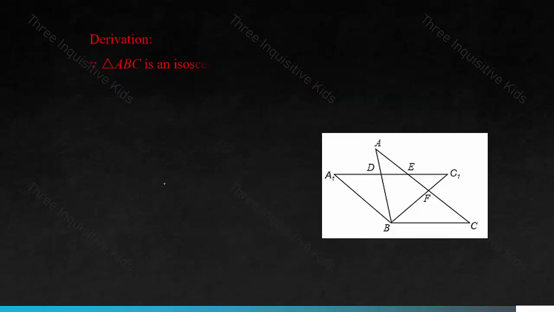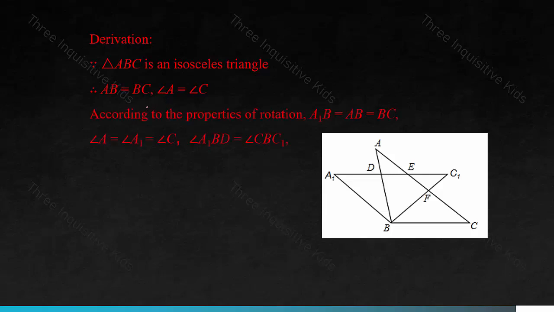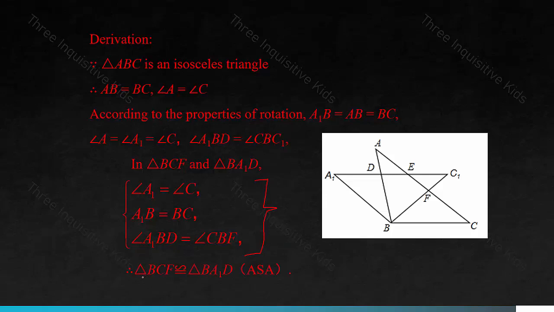Here's another derivation process. Because triangle ABC is an isosceles triangle, AB would equal BC and angle A would equal angle C. According to the properties of rotation, A1B equals AB equals BC, angle A equals angle A1, which equals angle C, and angle A1BD equals angle CBC1. And in triangle BCF and triangle BA1D, we can conclude these three statements. Therefore, these two triangles, BCF and BA1D, are congruent according to the angle side angle theorem.